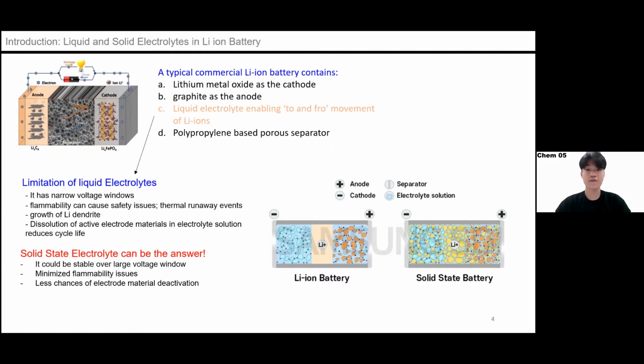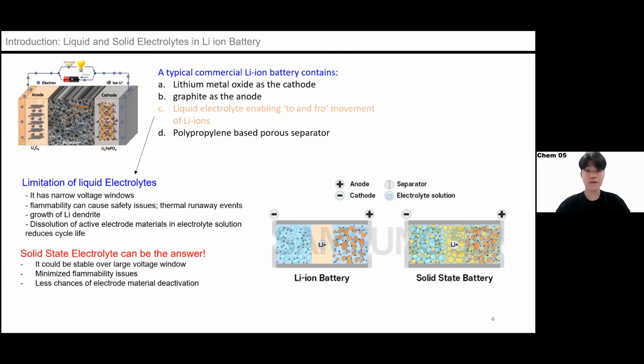However, there is a limitation of liquid electrolyte. It has a narrow voltage window, and there is also a flammability problem which can cause safety issues. Because of flammability of liquid electrolyte, thermal runaway events can occur, and then it can lead to safety issues. As the electrolyte is liquid, it dissolves active electrode material in electrolyte solution, which reduces cycle life.